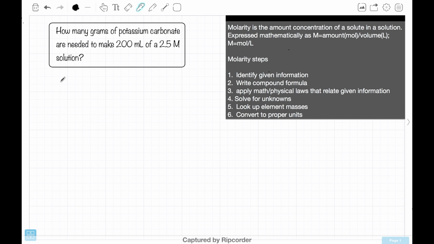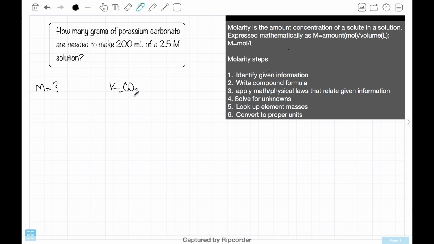All right, so the question this time is, how many grams of potassium carbonate are needed to make 200 milliliters of a 2.5 molarity solution? So step one, identify given information, and it asks you how many grams. So grams is a mass, and I'm going to say that's what we're looking for, of potassium carbonate, and we'll write the formula for that right now.